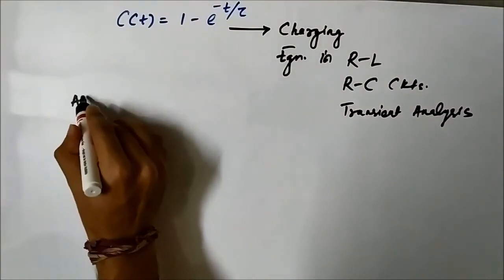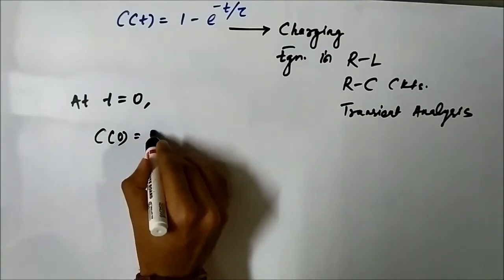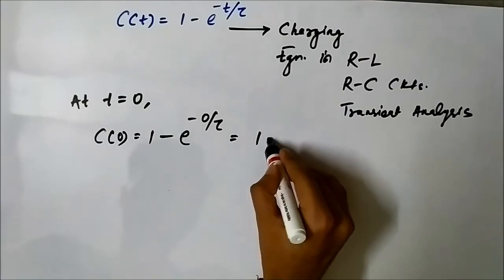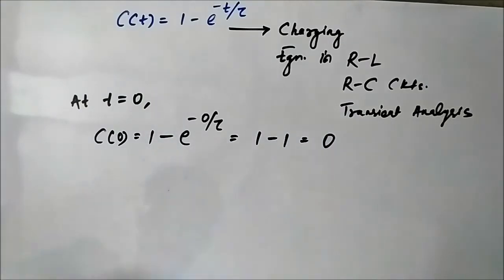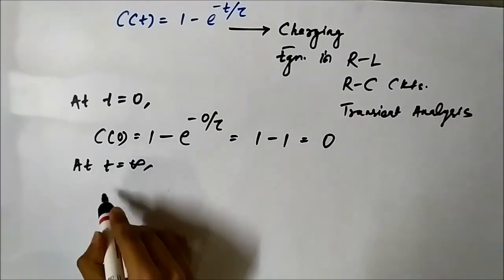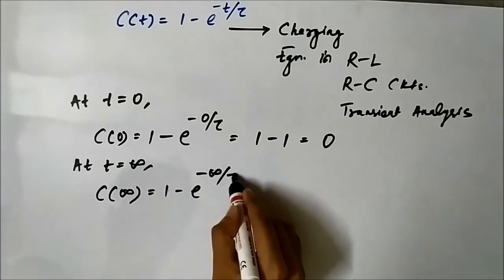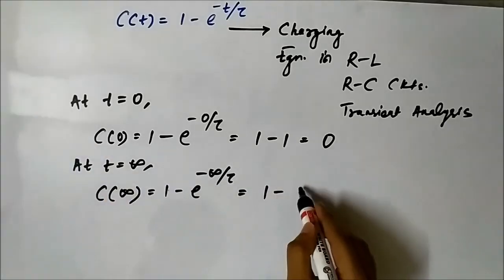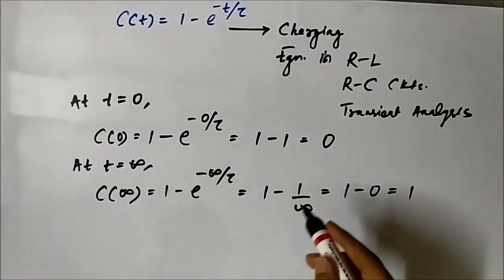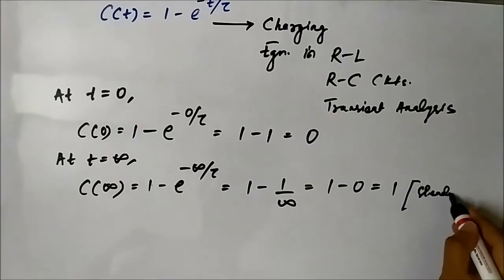At t equals 0, C(0) will be 1 minus e to the power minus 0 by tau, which is 1 minus 1, which is equal to 0. At t equals infinity, meaning steady state, it will be 1 minus e to the power minus infinity by tau, which is 1 minus 1 by infinity, which is 1 minus 0, which is equal to 1. So this is the steady state value.